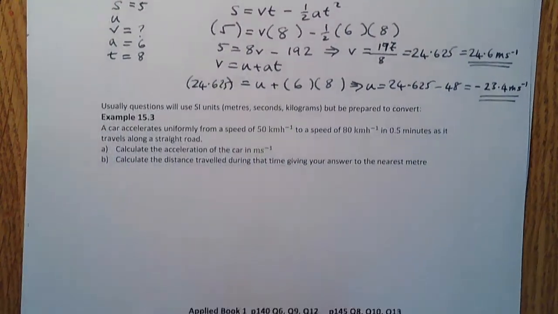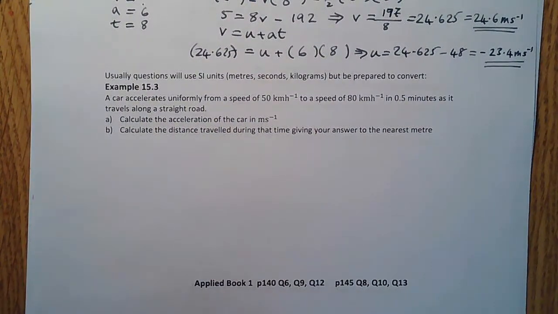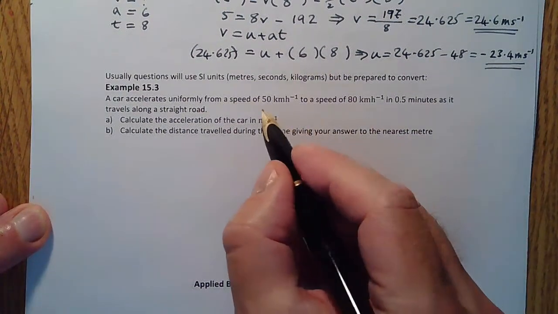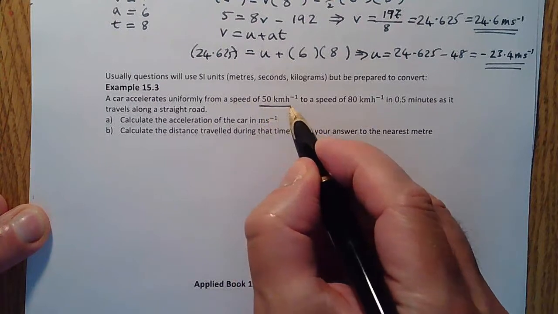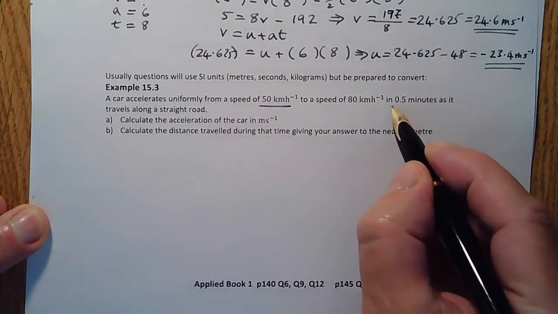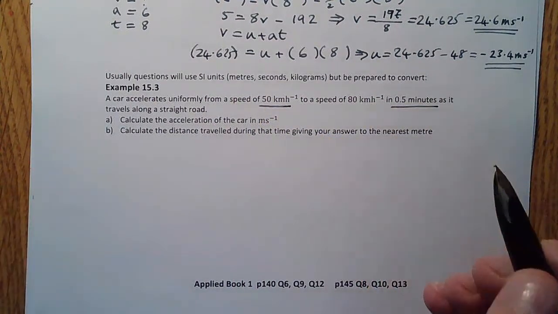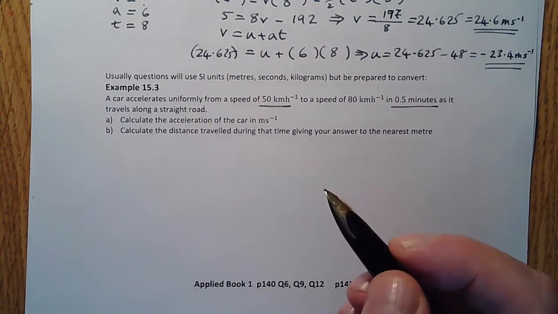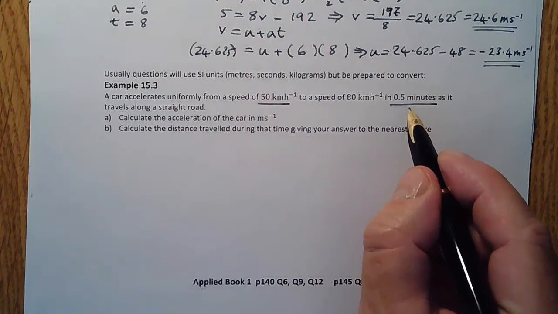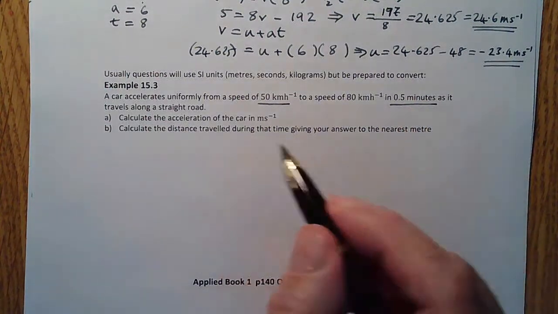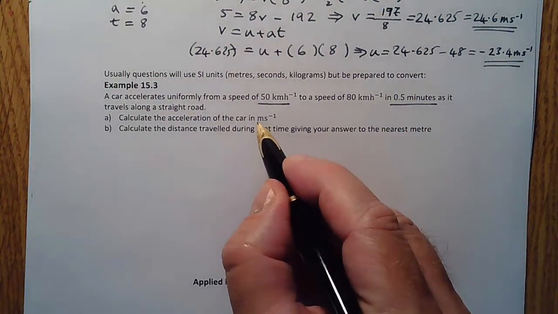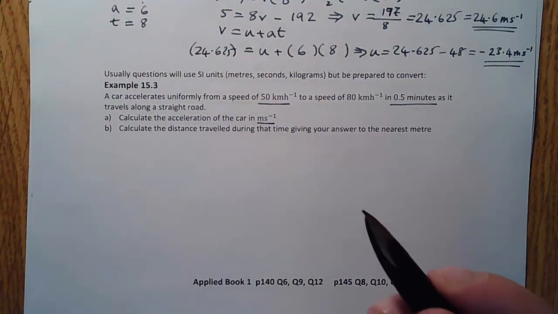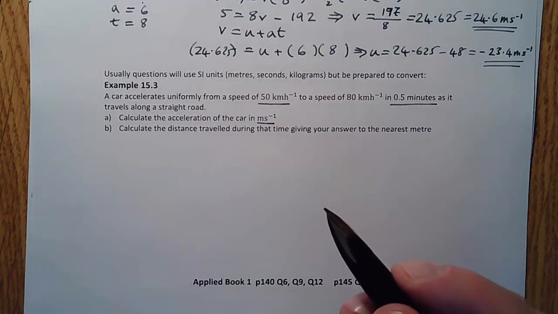Which just leaves this last one, which is slightly annoying, because now we are being given speeds in kilometers per hour. We've been given a time in minutes, so the units are already inconsistent. So I could choose to convert this 0.5 minutes to hours and work in kilometers and hours, but I'm told that I've got to give an answer in meters per second. So I'm probably going to have to bite the bullet and actually change everything into SI units.